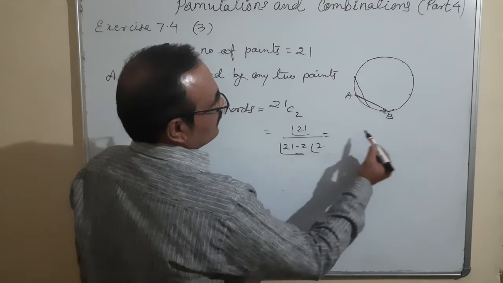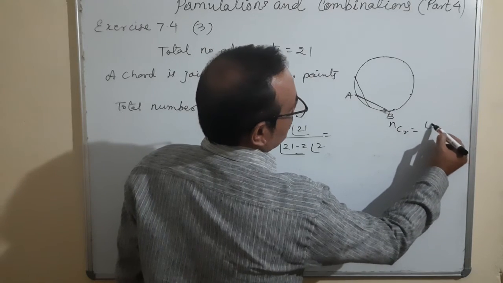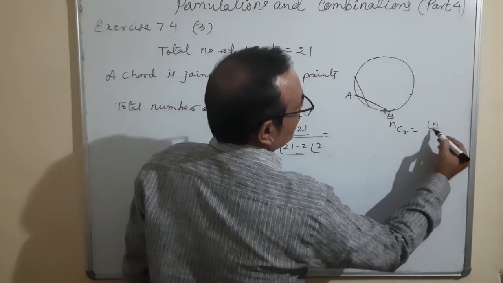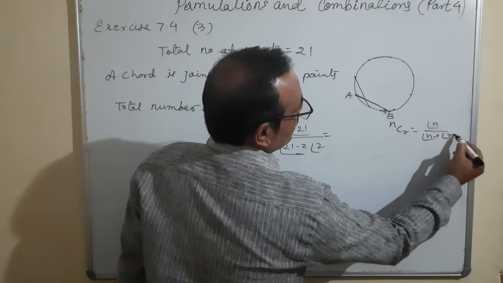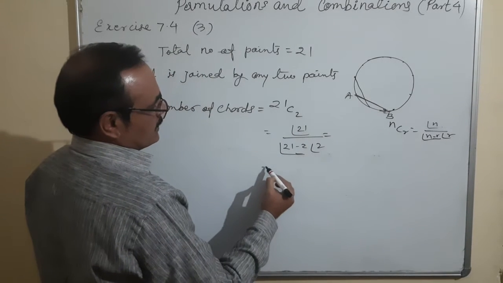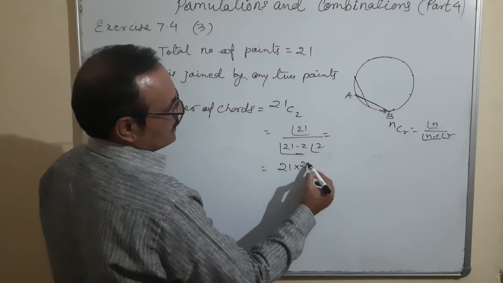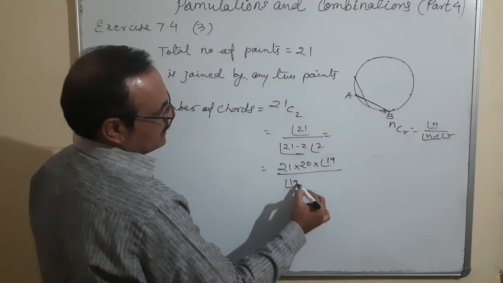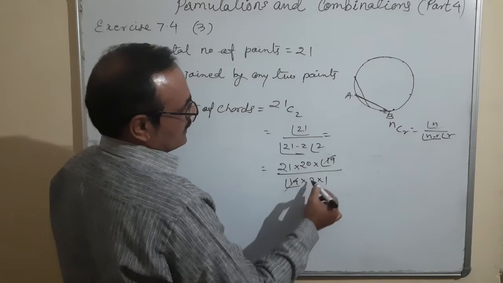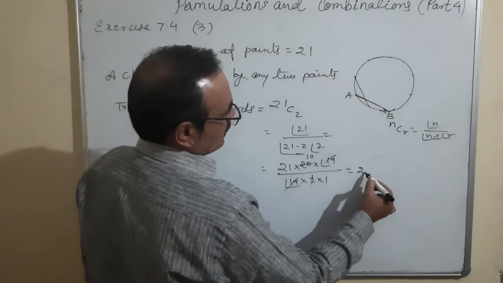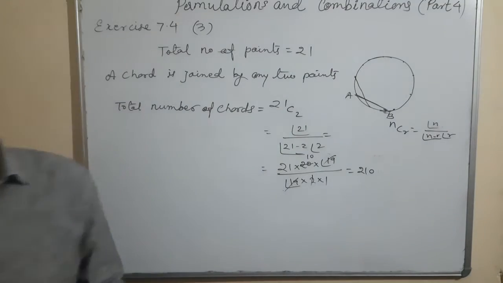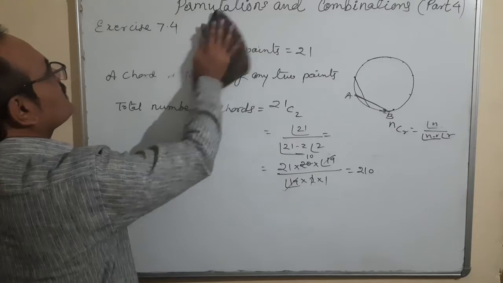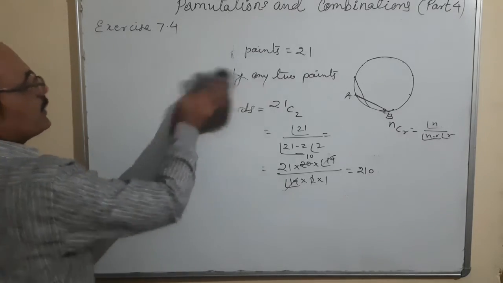Direct formula: nCr is equal to factorial n upon factorial n minus r, factorial r. So that is 21 into 20 into factorial 19 upon factorial 19 into 2 into 1. It is cancelled, 2 10s. So total number of chords is 210. Total 210 chords can be drawn through 21 points on the circle.